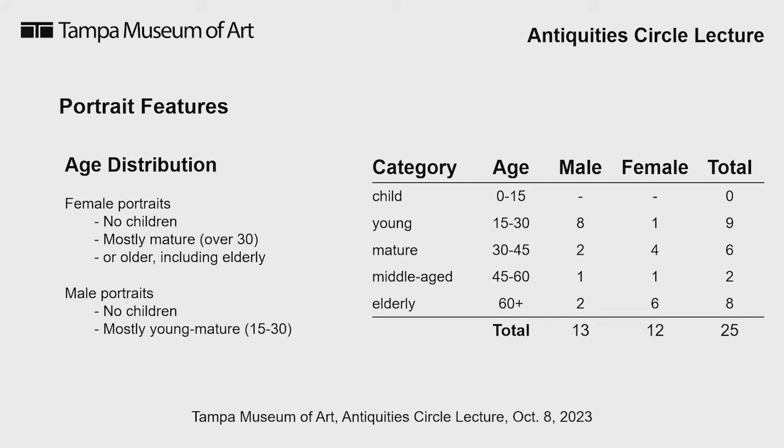I tried, this is very subjective, to create an indication of age distribution, and you see some striking differences between the men and the women. There are more young men than there are young women. You would expect there to be a lot of young women because of, you know, the very low life expectancy. And then the opposite also happens. There are more elderly women than there are elderly men. No children at all. Maybe accident.